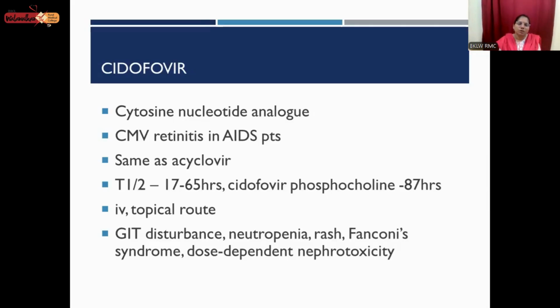Its route of administration is parenteral and topical. When it is given, it may produce GI disturbances, reduced neutrophil count, rashes, Fanconi syndrome, and dose dependent nephrotoxicity. As the dose goes high, it may produce renal damage.